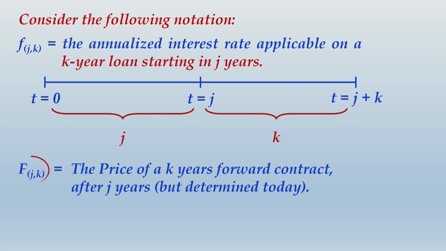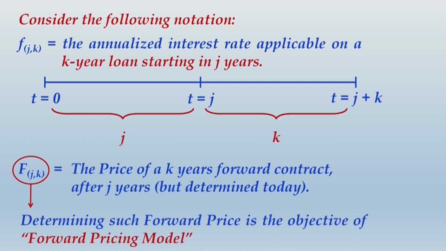So capital F j comma k is basically used for determining such a forward price, which will be determined today, but it is applicable for a later date. The objective of this particular calculation is what we identify as the forward pricing model. Let us move ahead, and now let us take examples to understand this whole concept.